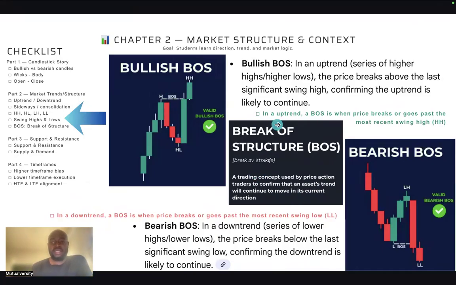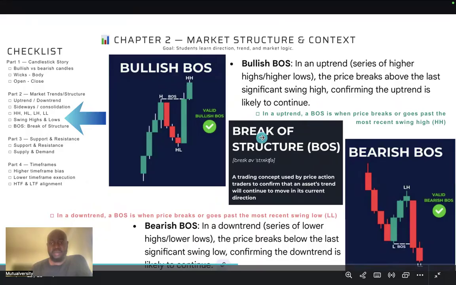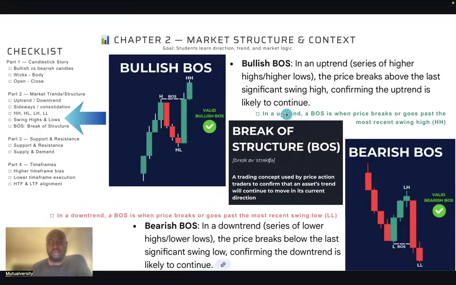Now, in simple terms, I've written it down here. In an uptrend, remember the higher highs, higher lows, higher highs. In an uptrend, a break of structure is when price breaks or goes past the most recent swing high or higher high.